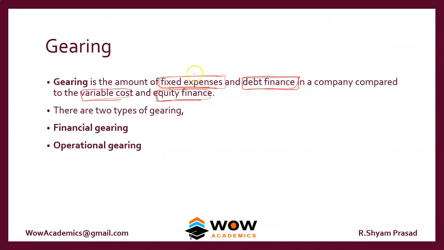So if a company has a high fixed expense, it's gearing. If a company has a high debt finance, again it's a geared company. These two are classified into financial gearing and operational gearing. If a company has more debt, it's financially geared. If a company has more fixed cost, it is operationally geared. So that's about the gearing.